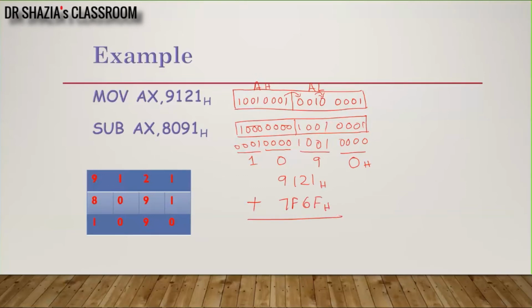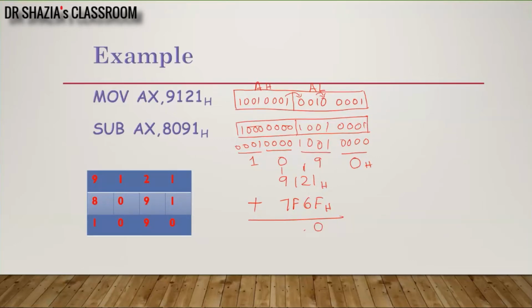So I am going to add the 2's complement of the subtrahend, which is 8091, with 9121. I will perform the addition in 2's complement form. F plus 1 will be 10 in hexadecimal, so 0 here with a carry 1. 6 plus 2 plus 1 will be 9. F plus 1 will be 10 in hexadecimal with a carry 1.